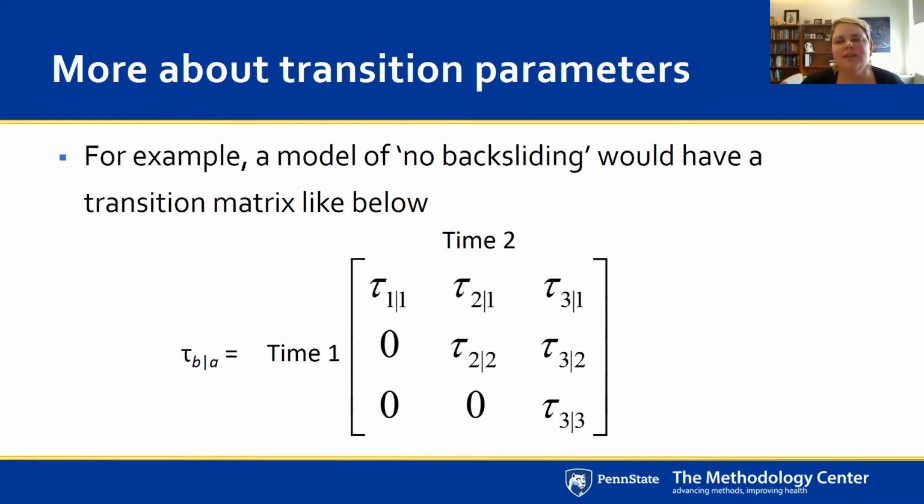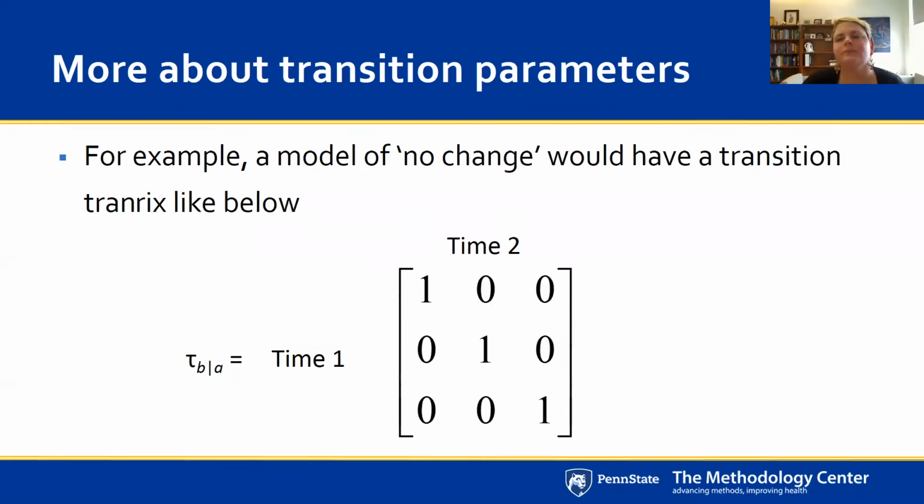And so the question is, does the transition matrix that you see in your data look like this hypothesized transition matrix if indeed no backsliding were true? You can compare the transition matrix that you have in your own data to the transition matrix that you would expect based on your developmental theory, and you can see whether or not your data support that theory.